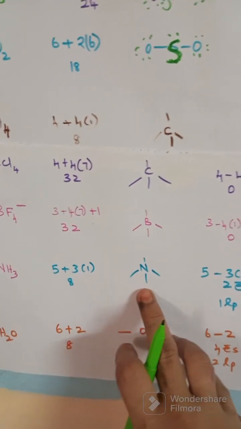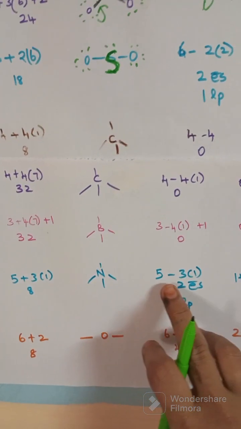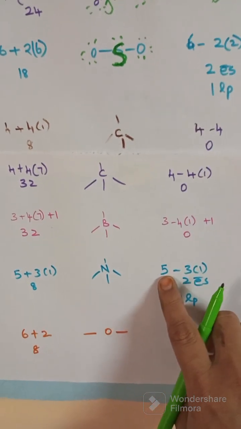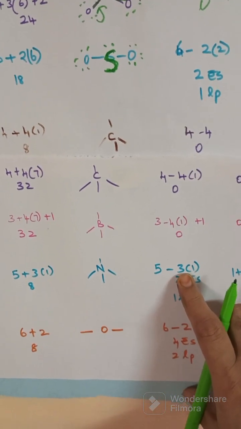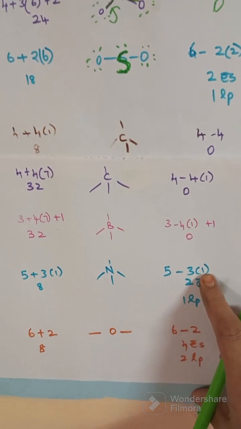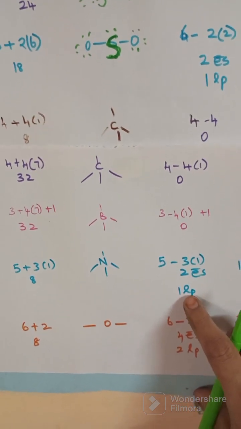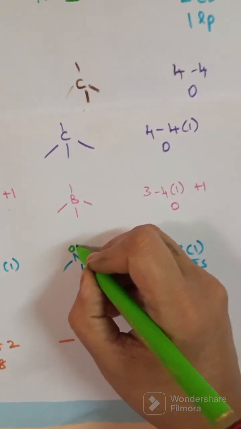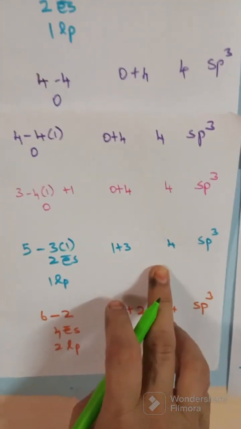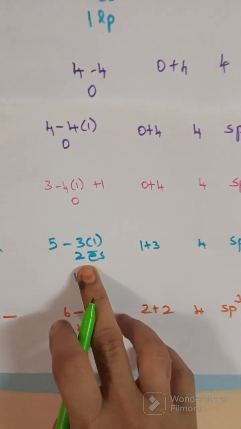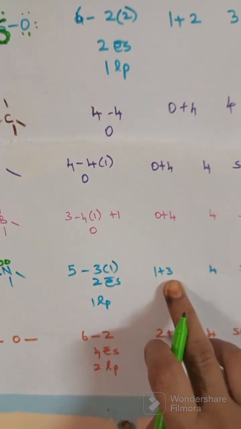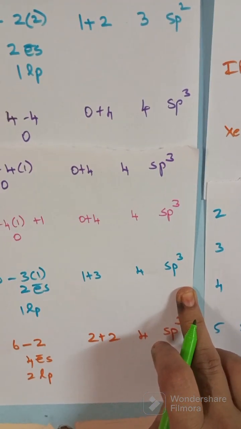For ammonia, group number is 5 plus 3 hydrogen, 8. So it's an octet, 8 electrons around nitrogen. For lone electrons, 5 is the central atom group number minus 3 hydrogen. Valency of hydrogen is 1. So 2 electrons, there is 1 lone pair, which can be shown like this. There is 1 lone pair on nitrogen. To find the hybridization, lone pair, 2 electrons means 1 lone pair. So 1 plus surrounding atoms 3 in ammonia. So 4. sp3 hybridization.